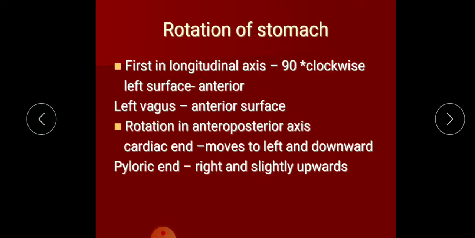So read that. First rotation, 90 degrees. As a result of it, the left surface becomes the anterior. The left vagus will supply the anterior surface. Second rotation is the rotation in the anteroposterior axis. As a result of which, the cardiac end, which was initially in the midline, moves towards the left and downwards. The pyloric end, initially in the midline, moves towards the right and slightly upwards. So that is how, when you think of the development of the stomach, always think of these two rotations. First rotation, the longitudinal axis, that is the 90-degree clockwise rotation. Second rotation, the anteroposterior axis. Hope that is clear to you. Okay.